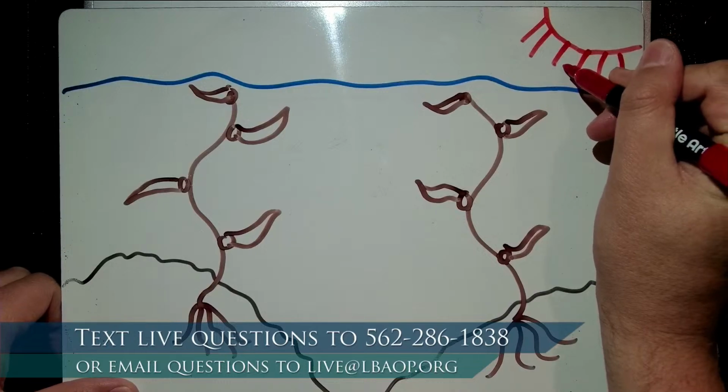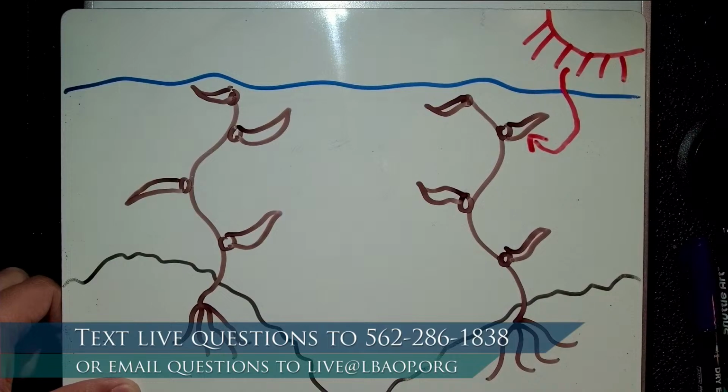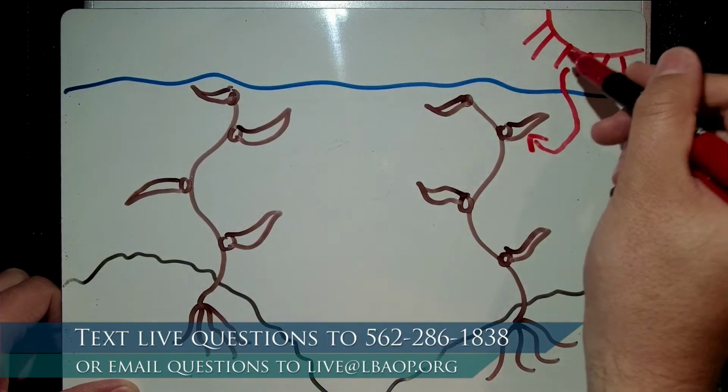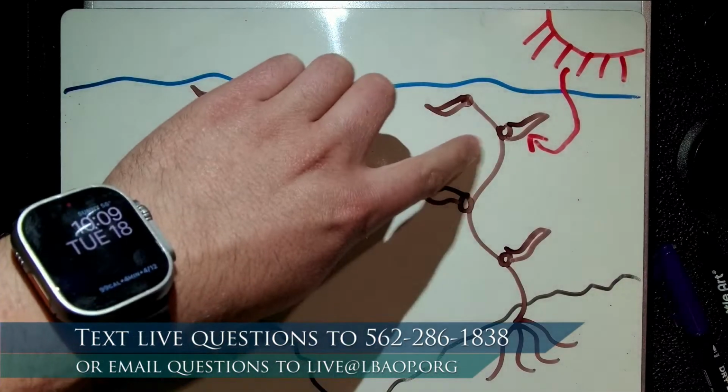We draw it coming from the sun, and we draw it going to the kelp. And that is saying energy from the sun is going to the kelp. Now, of course, the kelp isn't eating the sun, right? So that's why it's more important to say that's where the energy is going, from the sun to the kelp.